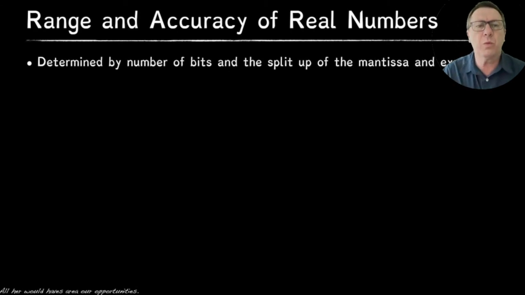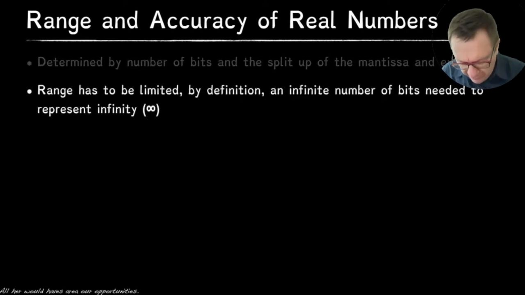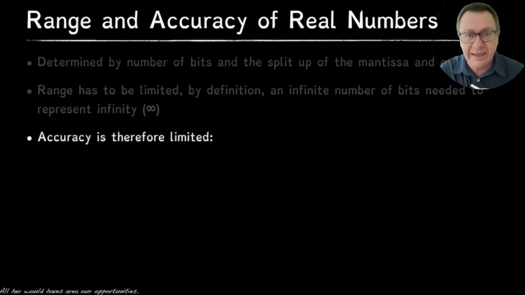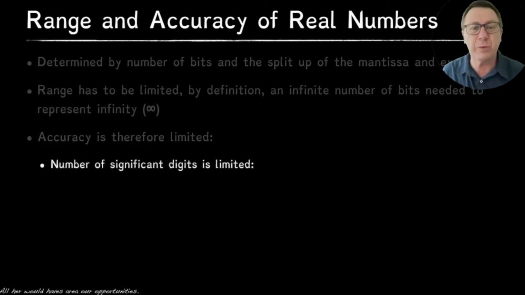So you can see that it's determined by the number of bits and the split up of the mantissa and exponent. Whew, that's a lot, isn't it? So the range has to be limited by definition, okay? An infinite number of bits is needed if we're going to represent an infinite number. So our accuracy is limited, and it's important that we grasp this. The number of significant digits that we can do is limited.